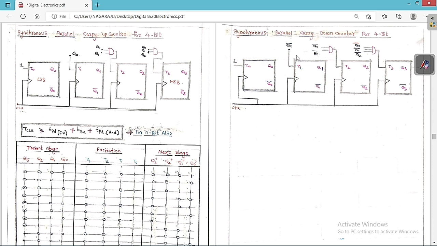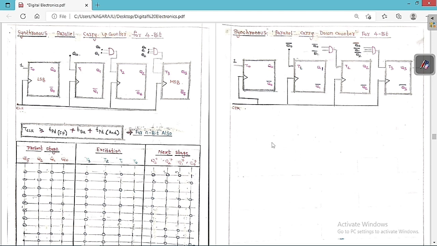So now the next concept which is synchronous parallel carry down counter for 4 bit. So down counter for 4 bit. And what I told you, down counter means here 0 to, see, if you go for 0 to 15, 15 to 14, 14 to 13 like that. We have to take all these tables same like this. So therefore present state, excitation state and the next state. So 0 to 15, 15 to 14, 14 to 13, 13 to 12, 12 to 11, 11 to 10, 10 to 9, 9 to 8 like that we have to do this one.